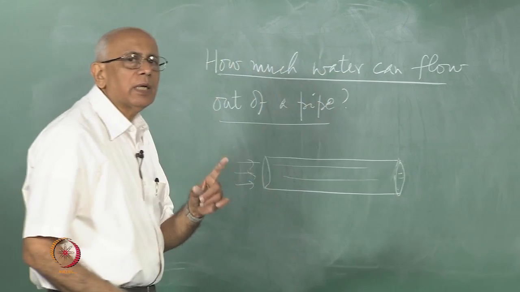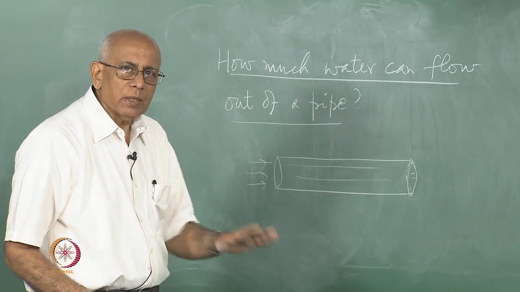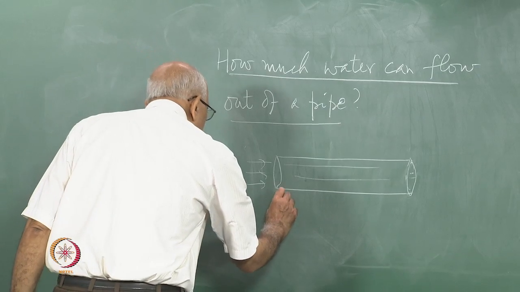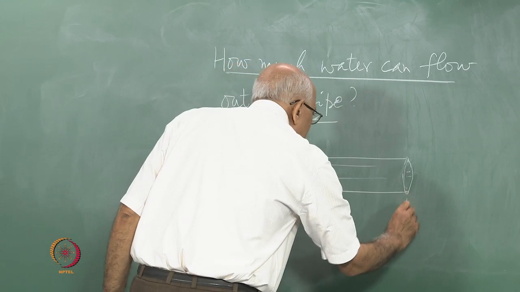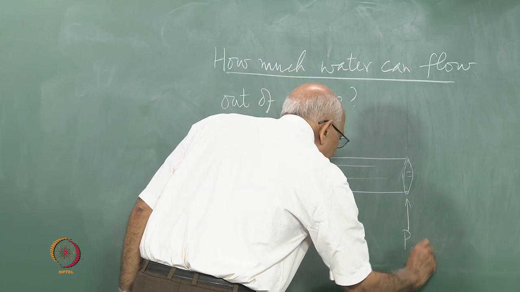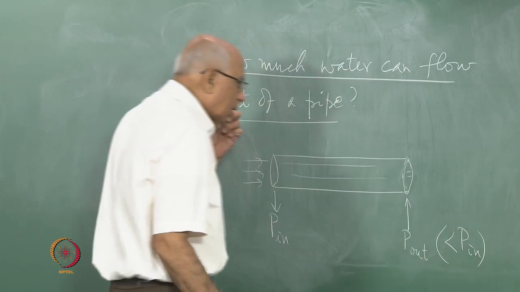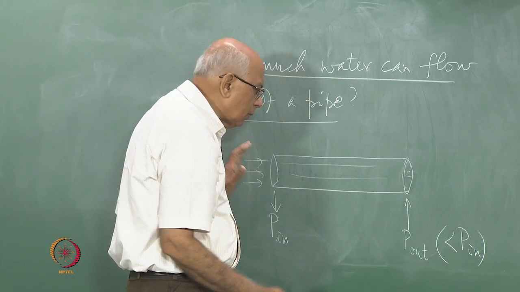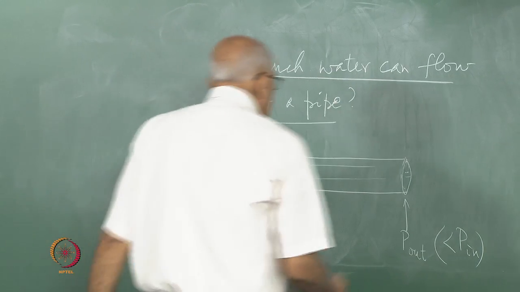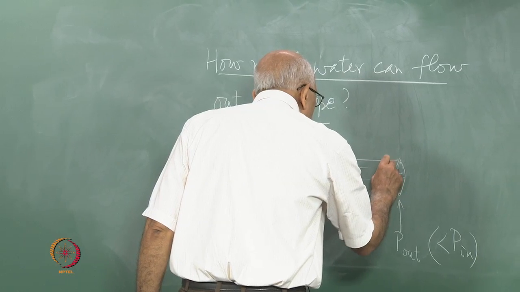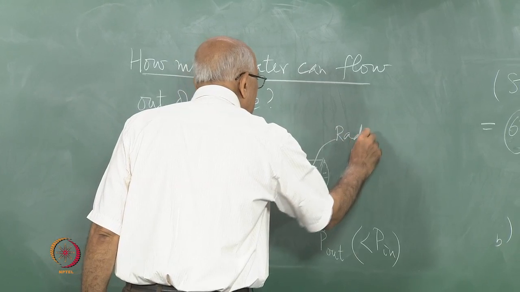There is of course a pressure difference between this inlet and outlet, which is what is causing the water to flow. There is a pressure head brought in from somewhere else. So let us call this P in and the pressure here P out, and this is less than P in. So there is a difference in pressure between these 2 points, which is what is causing the water to flow out. Okay. There is another physical parameter in this problem, which is the radius of this pipe. So let us call that R, radius.